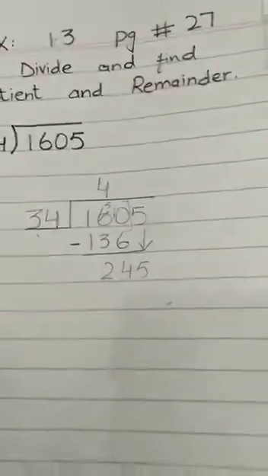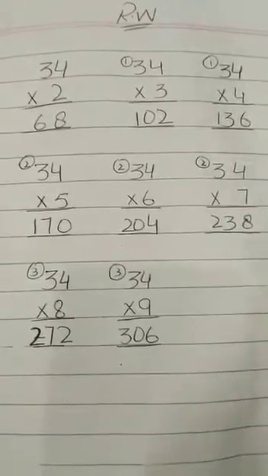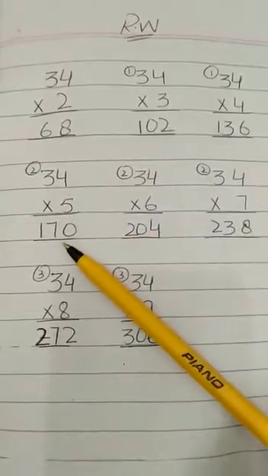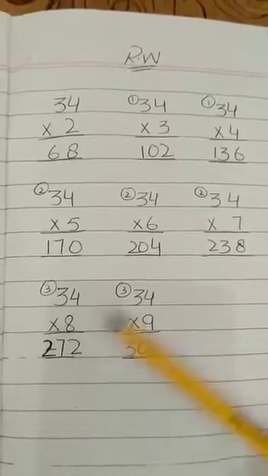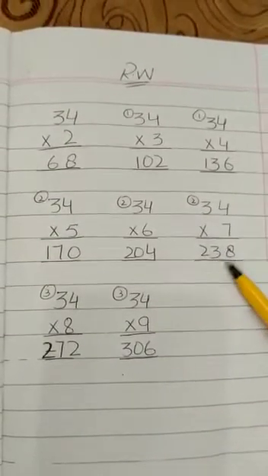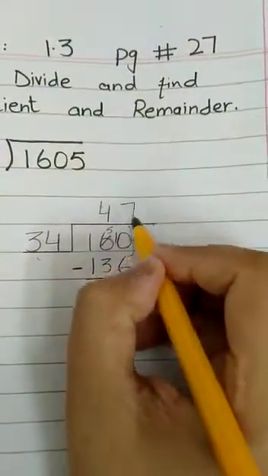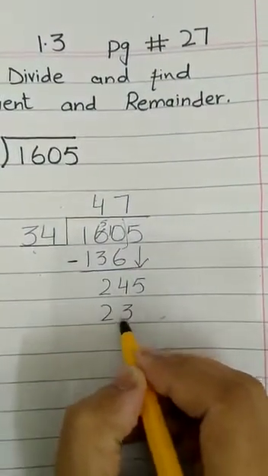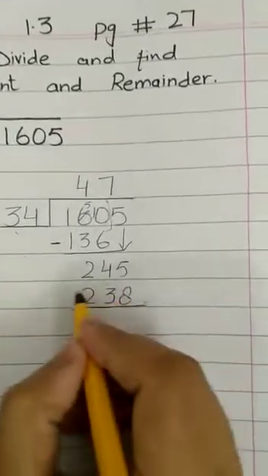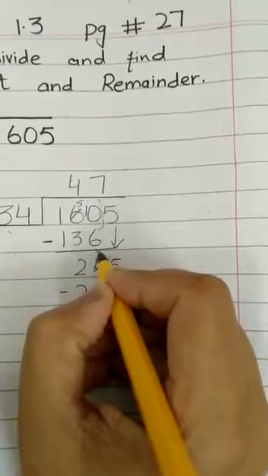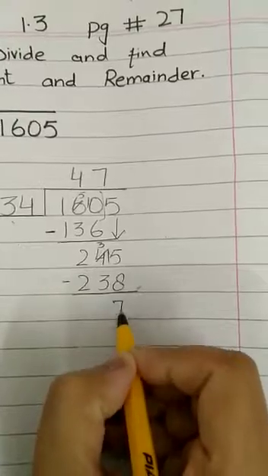Now again check 245 in the rough work or in the table of 34. Here we have 136, 170, 204, 238 or 272. 272 is greater, 238 is less. So we write 238. 34 into 7 we get 238. Now again 5 minus 8 is not possible, so we borrow from 4. Here we have 15. 15 minus 8 we get 7.